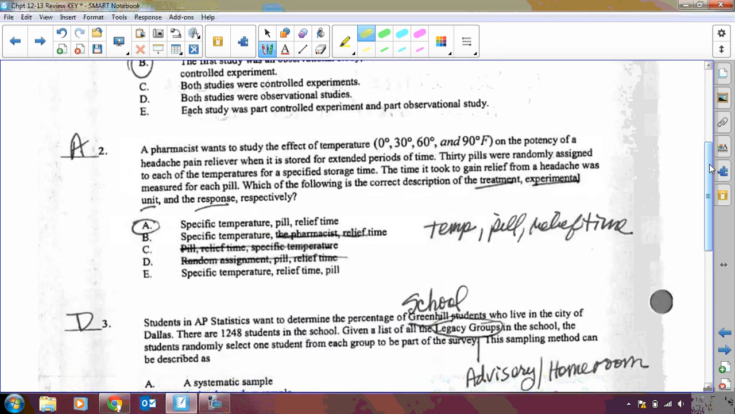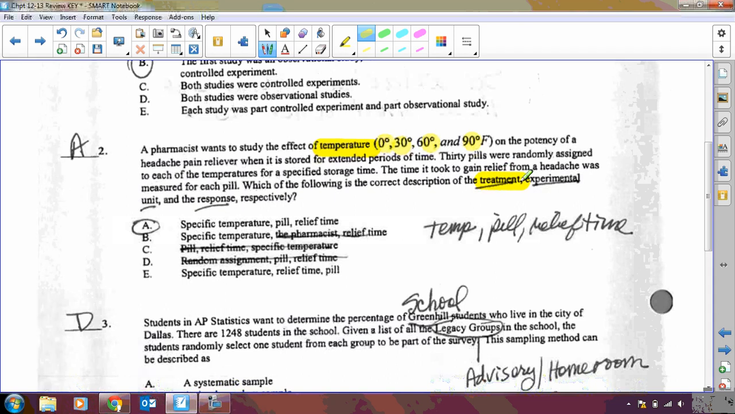Number 2. All right, so they wanted to study the effects of temperature. So this is the factor. I'm sorry, that is the explanatory variable, and there was just this one item that they assigned to the people, and they took this one item and did it in 4 different levels: the temperature at which the pain reliever was stored. So there were 4 treatments.